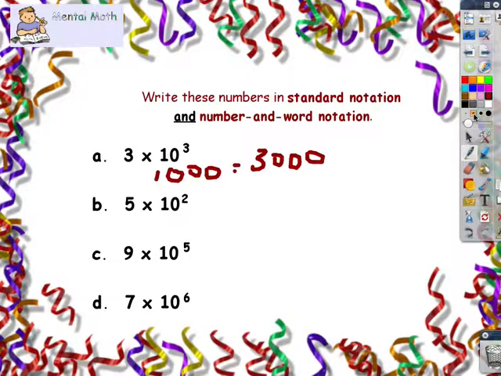Now, number and word notation is exactly what it says. We have to use numbers and words. So in this case, I would write 3, but then I would write out 1,000.